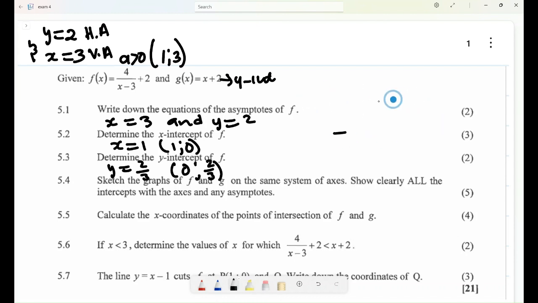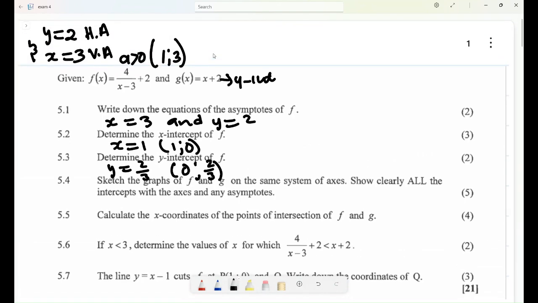I'm just collecting this data because I'm not sure whether I'm going to sketch a graph. Talking about this graph, the examiner just wants us to draw. Sketch the graph of f and g on the same set of axes. Show clearly all the intercepts with the axes and any asymptotes. All right. This is good. This is nice. Drawing is very interesting.